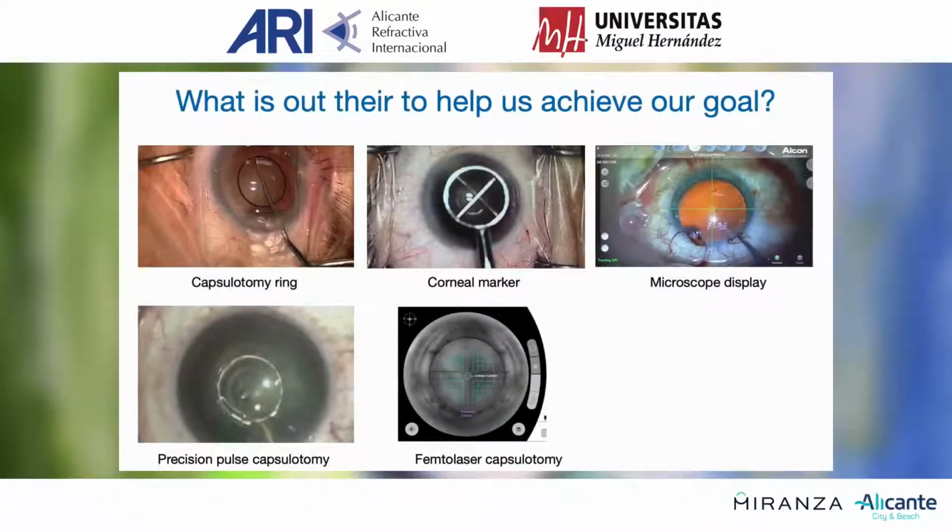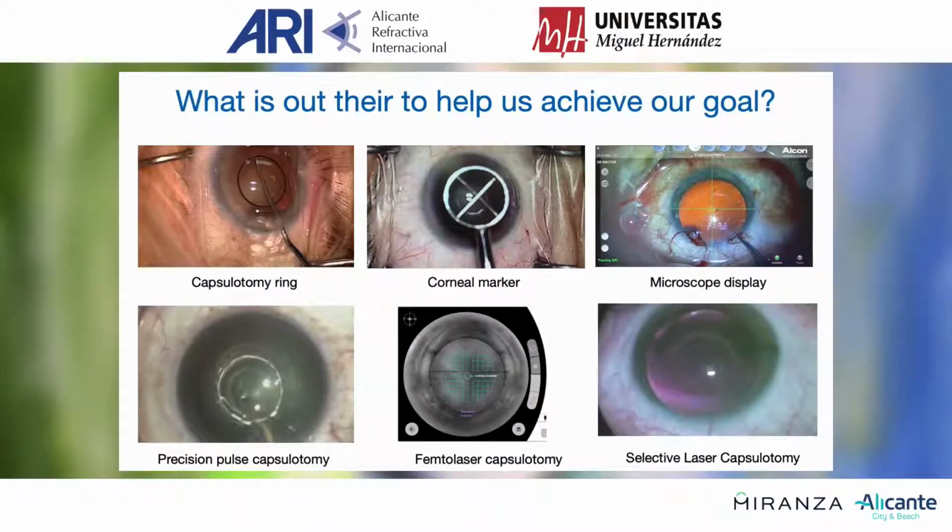So what is out there to help us achieve our goal? Well, you could use a capsulotomy ring as invented by Marie-Josée Tassignon, or a corneal marker, or a microscope head-up display. Or, as is used with precision pulse capsulotomy, you could use the Purkinje images to center your capsulotomy, or use the apex of the anterior capsule with a femtolaser capsulotomy. Or you could use selective laser capsulotomy, as we'll see more of in a moment.